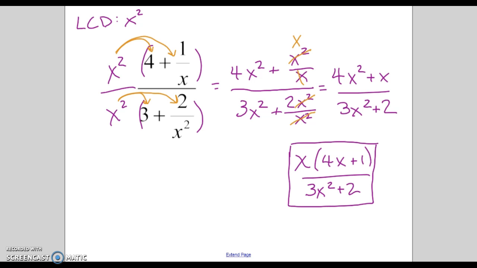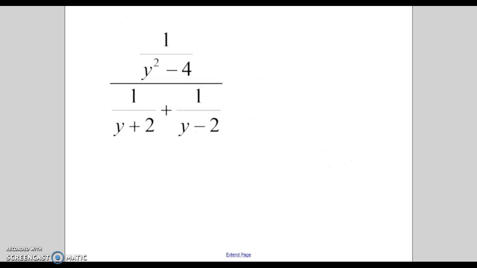All right, now let's move on to example number 4, I think. All right, this one's a little bit better. Here we go. First thing I need to do is identify my least common denominator. Now to do that, I actually need to deal with this a little bit, because this can actually be factored right here. So I actually need to start by factoring this denominator. So that denominator right there, y squared minus 4, factors into y plus 2 times y minus 2.